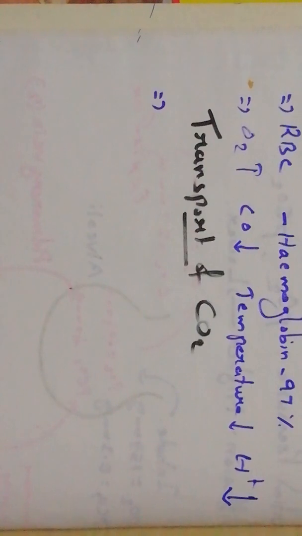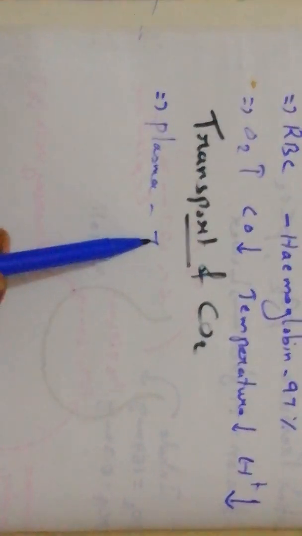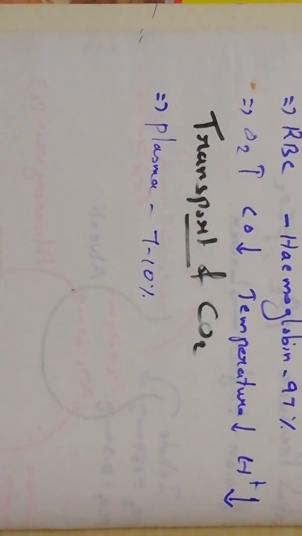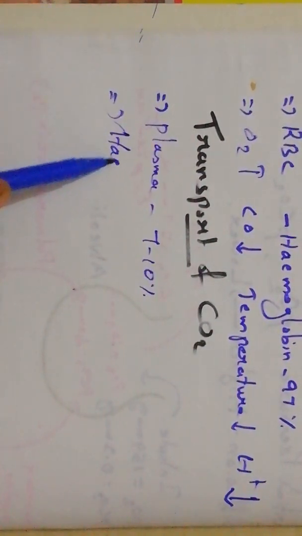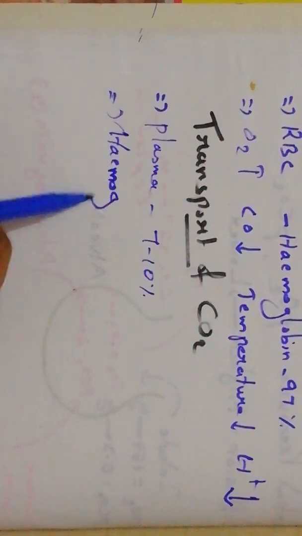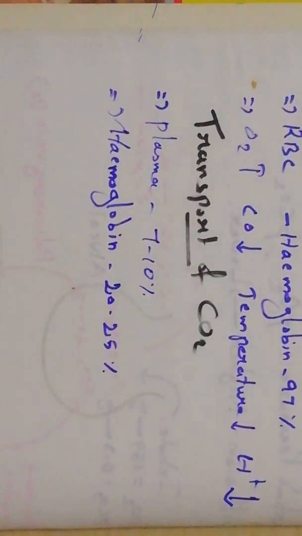By three ways this transportation is going on. The first one is the plasma. Of course, through plasma, 7 to 10% of carbon dioxide will be transported in a dissolved form like oxygen. Okay. Second method is hemoglobin. By hemoglobin, 20 to 25% will be transported.